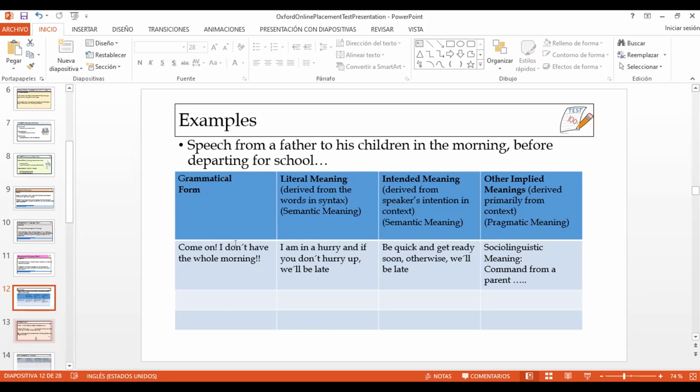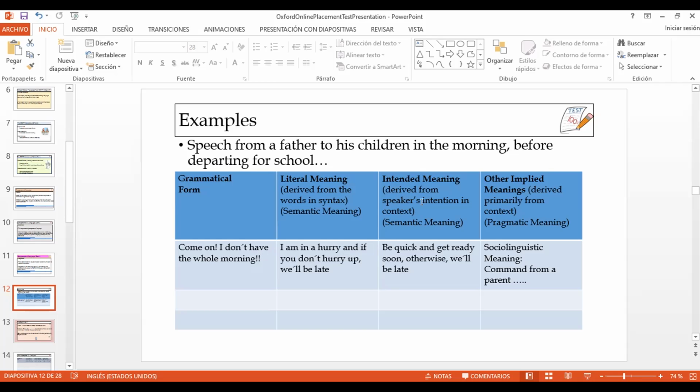I use the auxiliary do, not. Have is the main verb. So that's the grammatical organization of the sentence. What is the literal meaning? What does the literal meaning say? I am in a hurry, and if you don't hurry up, we will be late. Yes. Am I right? Or do you understand anything else? Probably. I will say something similar in Spanish.